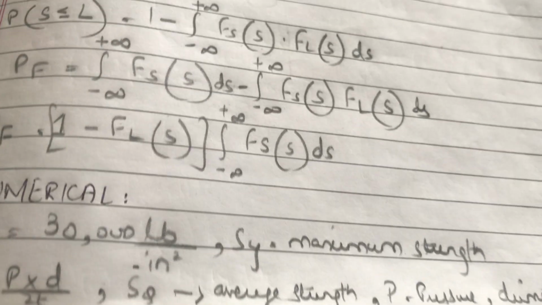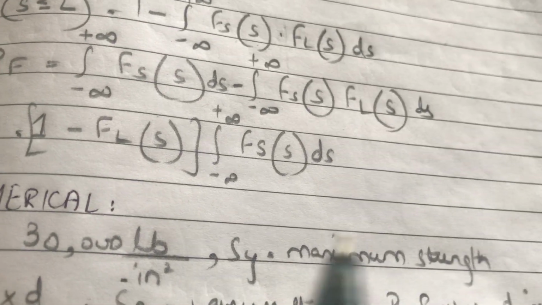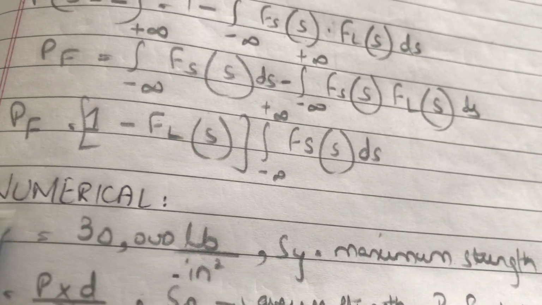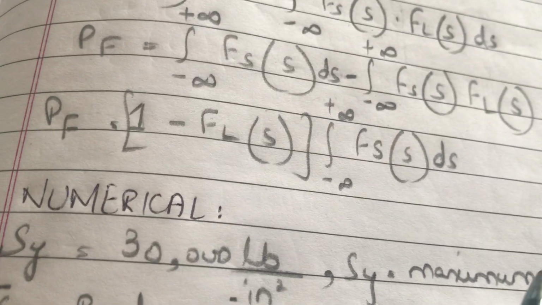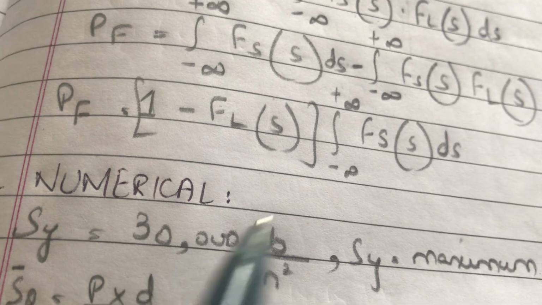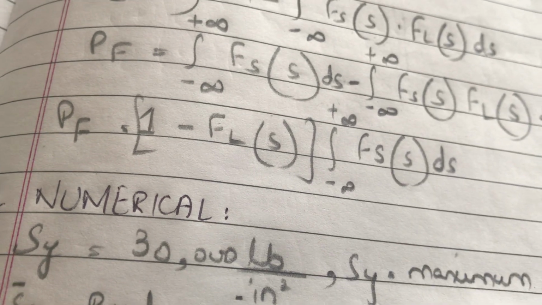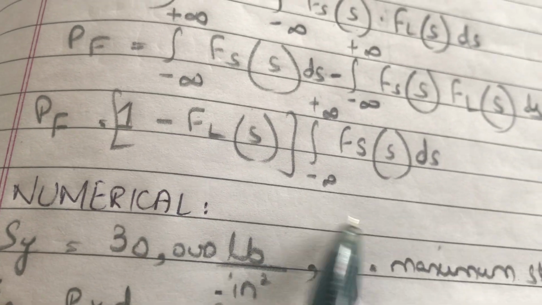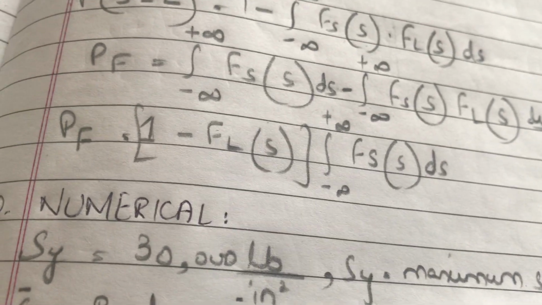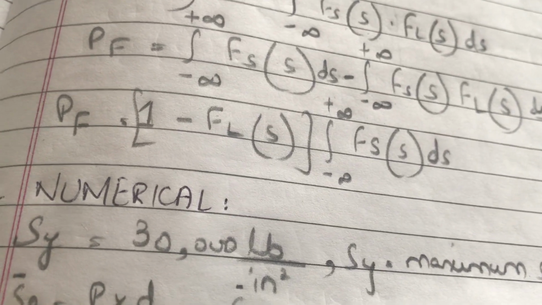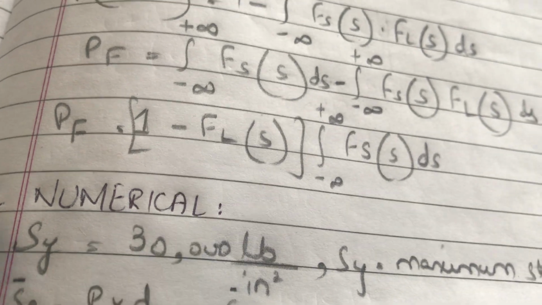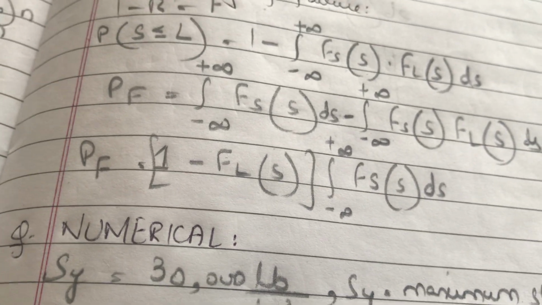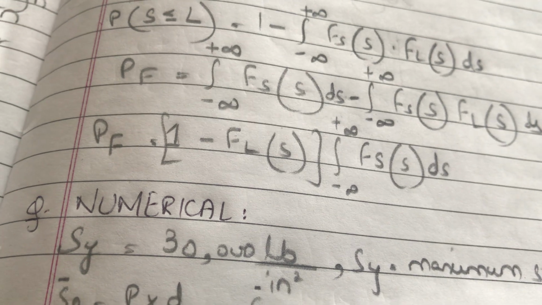SY is basically the maximum strength. So this is what this numerical is based on. Why are we doing this numerical? We have to find our strength and load balancing. So we have to find our probability of strength and load.